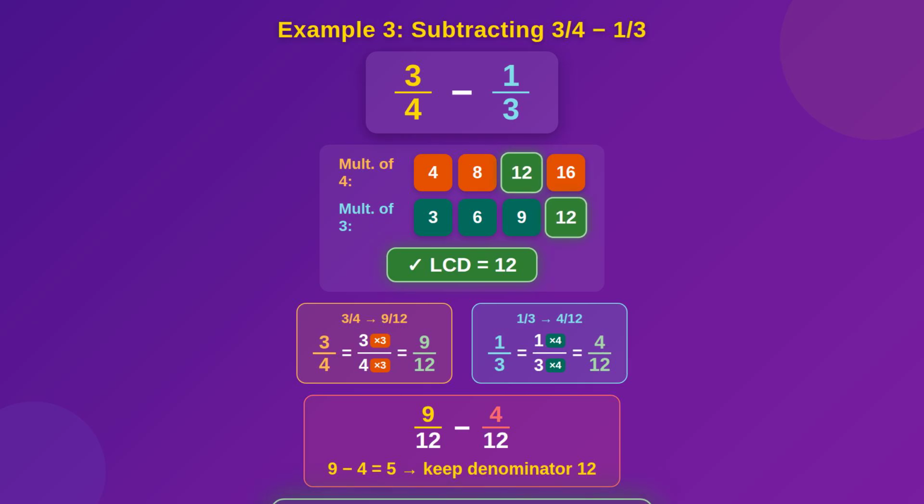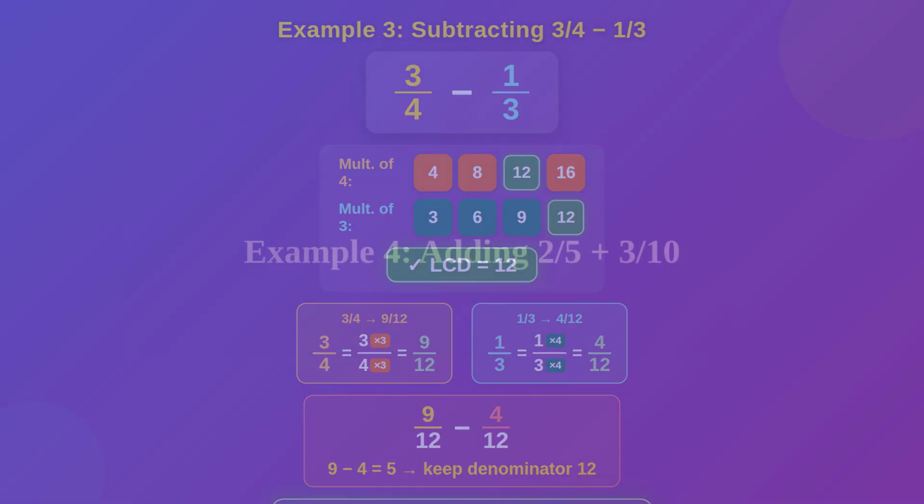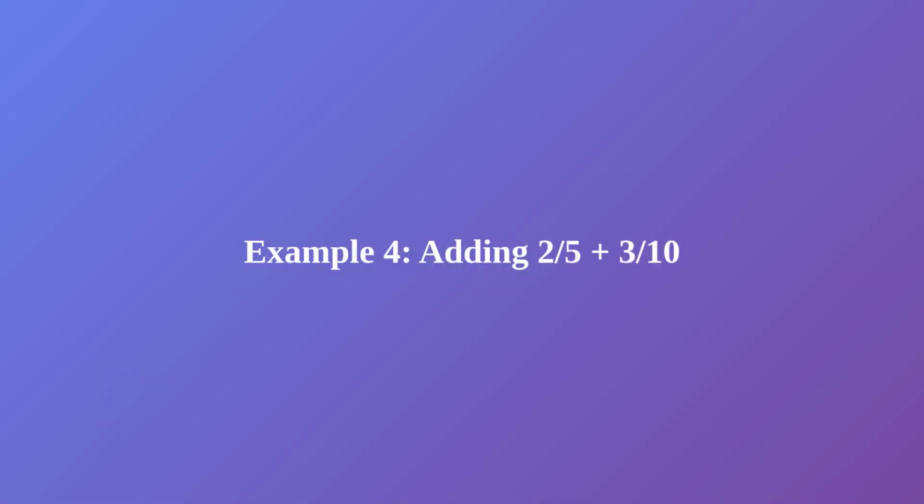9/12 minus 4/12. Keep the denominator and subtract the tops. 9 minus 4 is 5. Our answer is 5/12. Subtraction with unlike fractions, conquered. Here's a cool example where one denominator is already a multiple of the other. We're adding 2/5 plus 3/10.